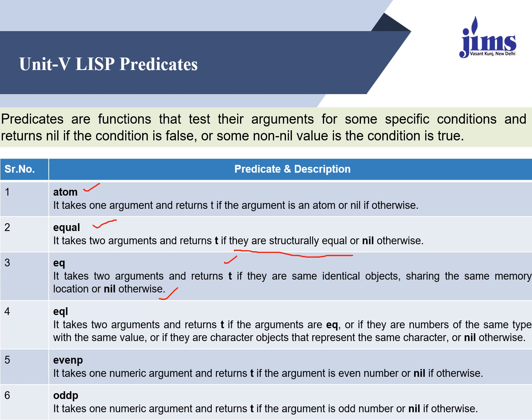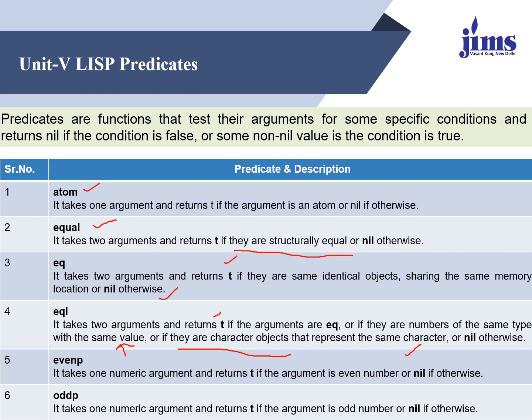EQL also takes two arguments and returns true if the arguments are equal, or if they are numbers of the same type with the same value. Data type and value both are the same, or if they are character objects that represent the same character, A, B, C, D, same character, otherwise nil.